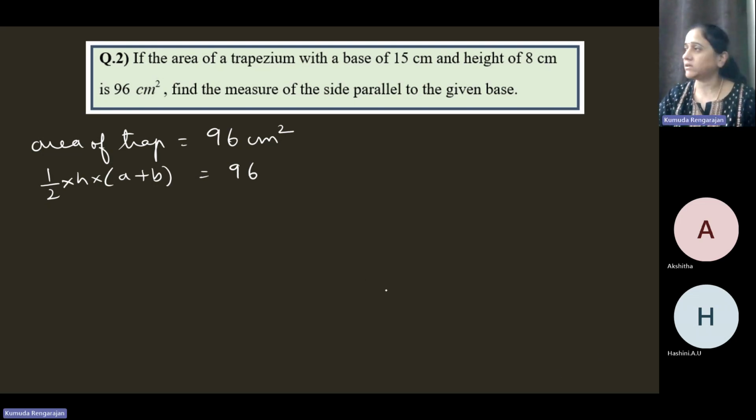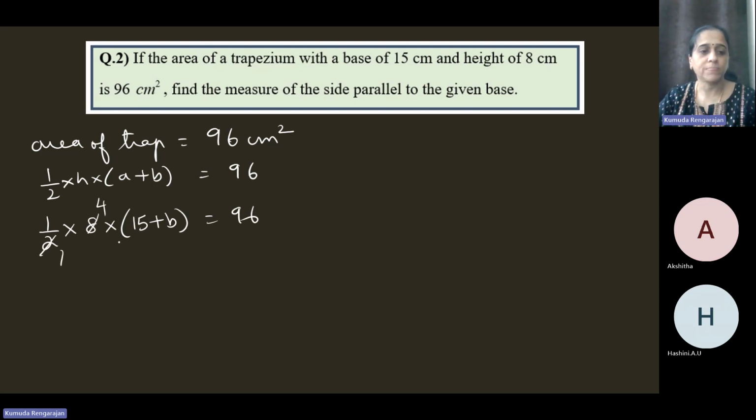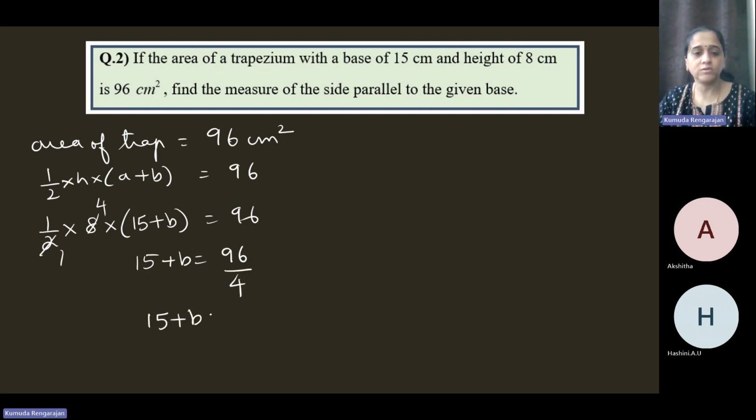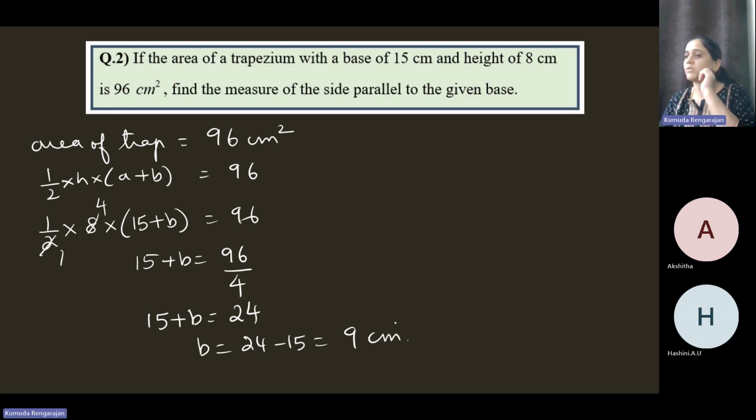Area of trapezium is given. So area is equal to 96. Half h into a plus b is equal to 96. Half into 8 into 15 plus b is equal to 96. 2 4s are 8. So 15 plus b is equal to 96 by 4. 15 plus b is equal to 24. B is equal to 24 minus 15, which is 9 centimeters. You must work it like this.